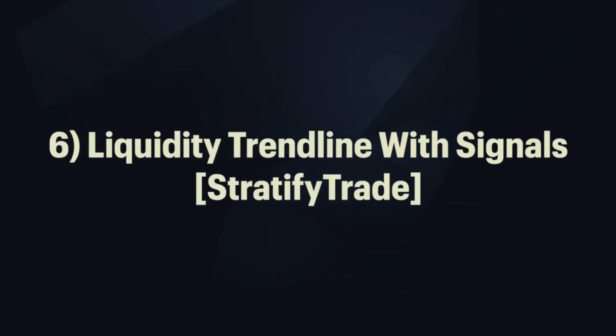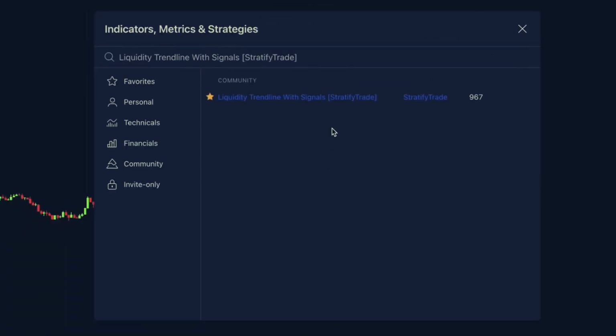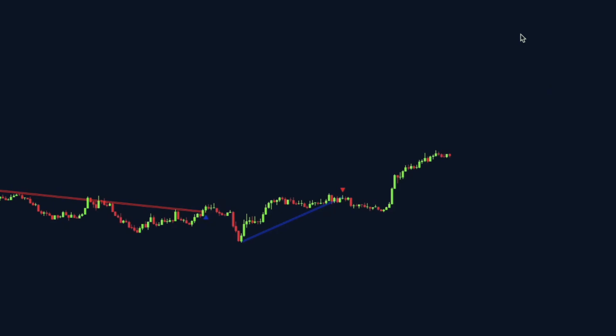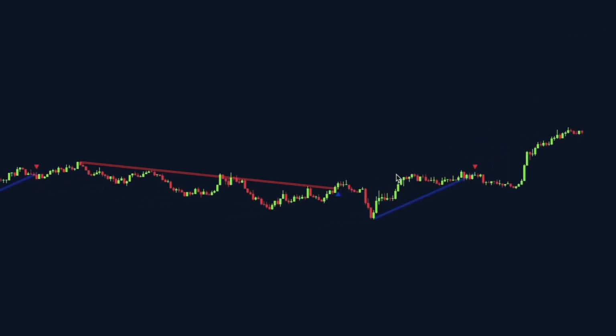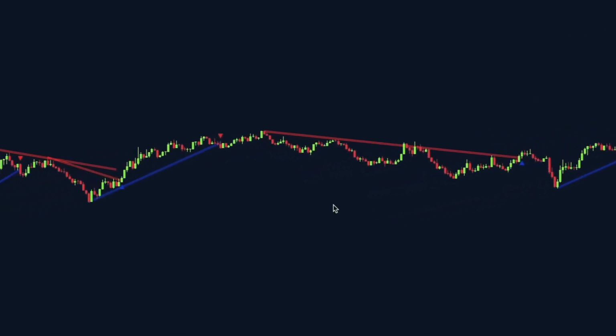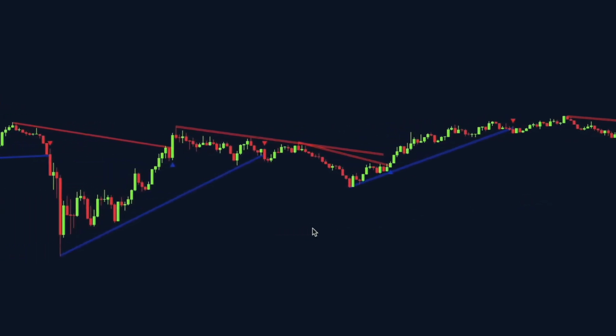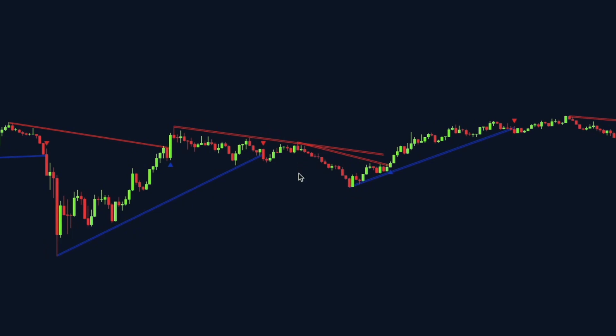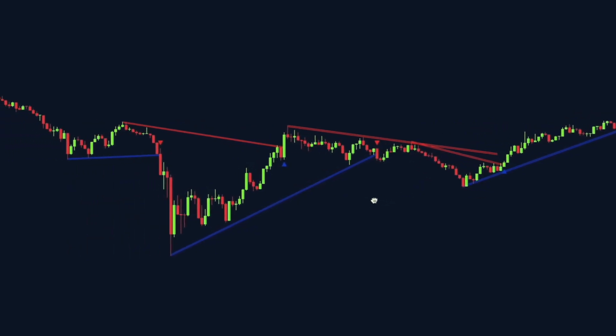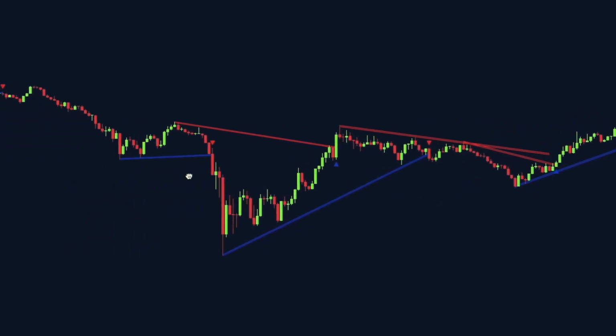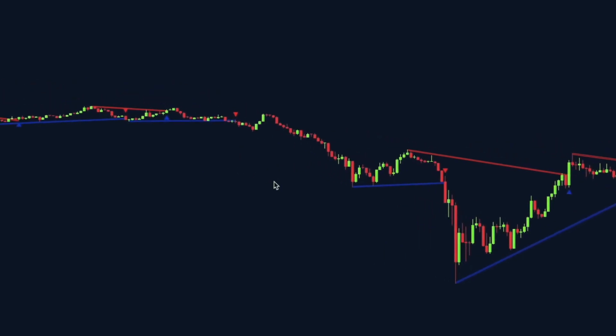The 6th indicator in my ranking is called the Liquidity Trend Line with Signals by Stratify Trade. The liquidity trend line is an indicator developed to identify potential breakouts by making use of pivot points. These pivotal moments can trigger significant market reactions, either by breaking out or by serving as breakout and retest signals. As shown in the example, breakouts can be powerful points to see reversals in the market and can lead to a lot of volatility as well.